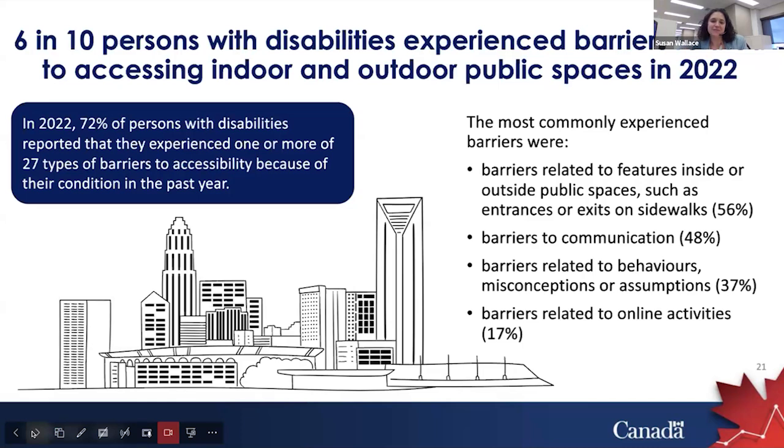The most commonly experienced barriers to accessibility were barriers related to features inside or outside public spaces, so the built environment, followed by barriers to communication, which could be somebody talking too fast during a presentation. Then barriers related to behaviors, misconceptions or assumptions, and then finally barriers related to online activities.